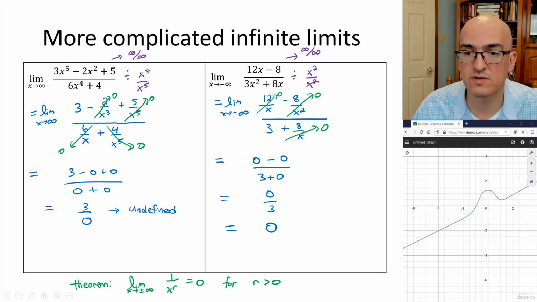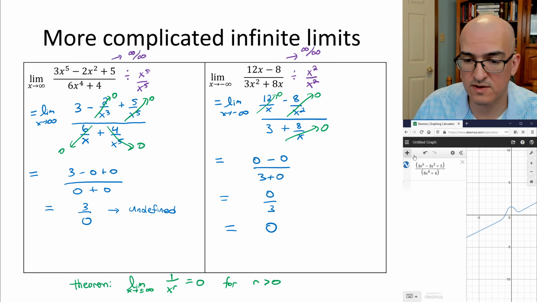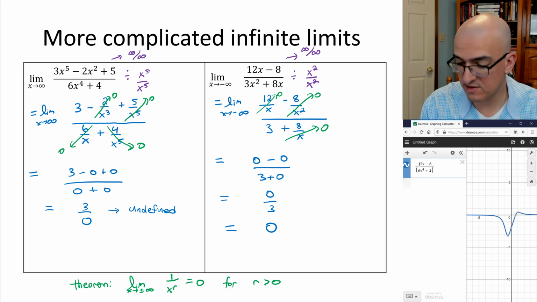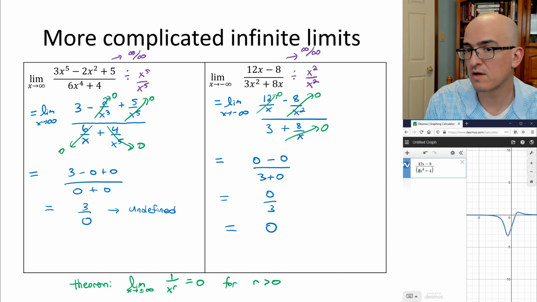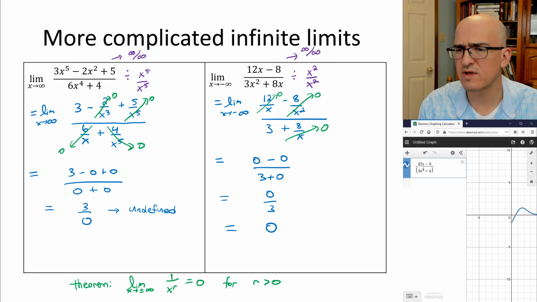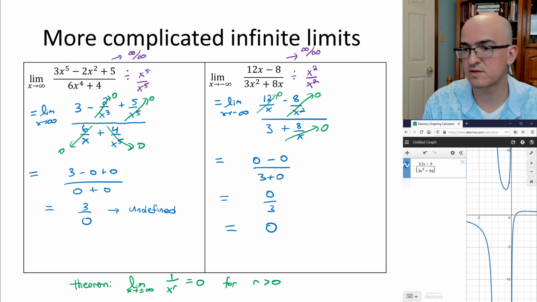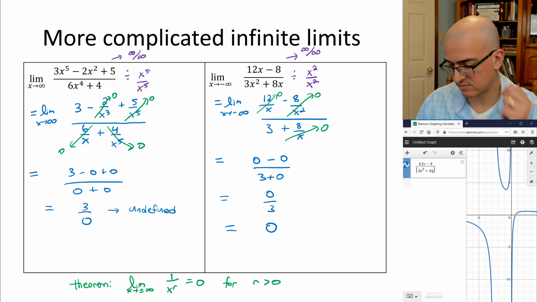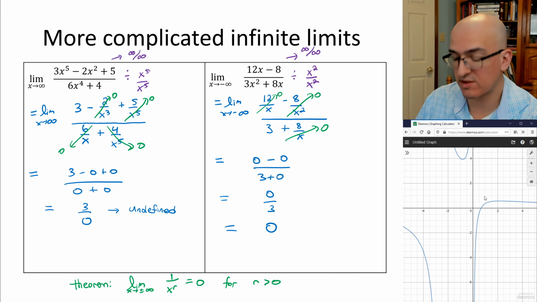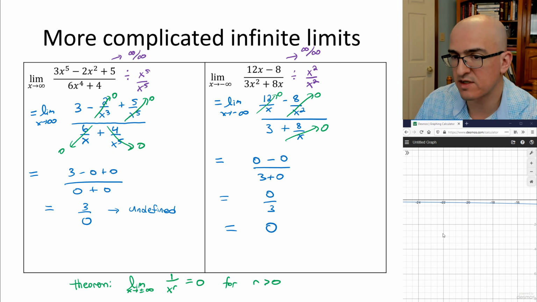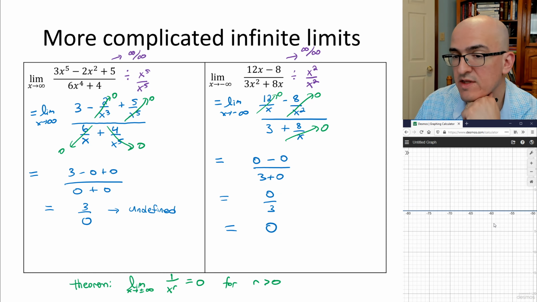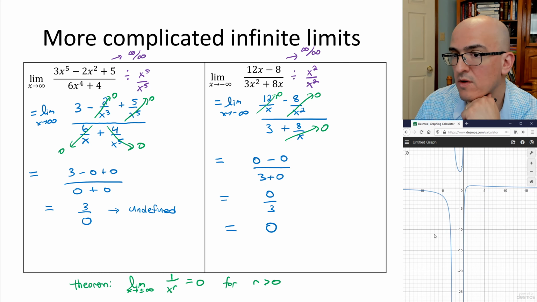And what does it look like? If we go to the graph, let's see. (12x minus 8) over (3x squared plus 8x). So it has all types of weird behavior in the interior, but I'm interested in what's happening when x goes towards minus infinity. So I'm going to look at what the graph does in that direction, and the graph is getting closer and closer and closer to 0, further out towards minus infinity that we go.